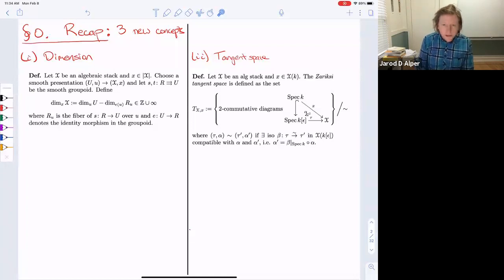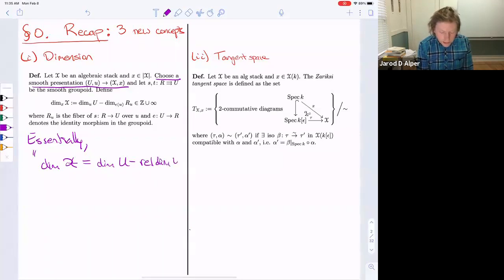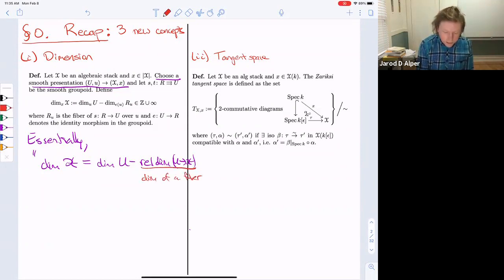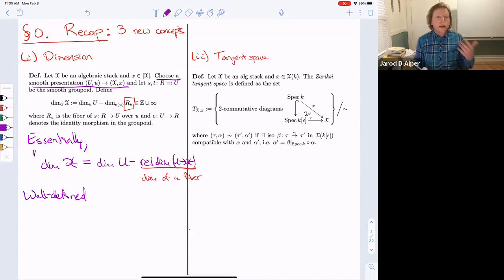I have a formal definition here, but essentially the dimension of an algebraic stack, I'll put this in quotes, is this: you choose a presentation U over X, and then the dimension is the dimension of the presentation minus the relative dimension of this morphism. By the relative dimension, you can think of this as the dimension of a fiber, which is exactly what this RU is here. And the reason this works is that dimension is well behaved with respect to smooth morphisms.